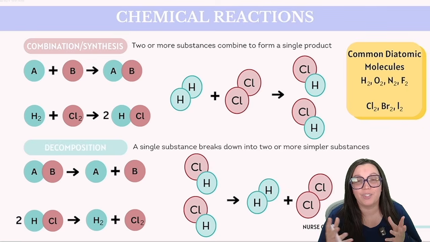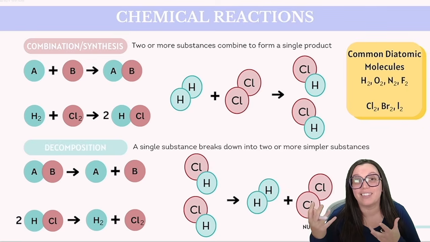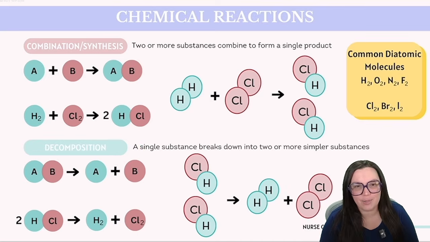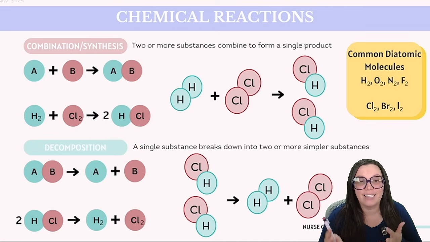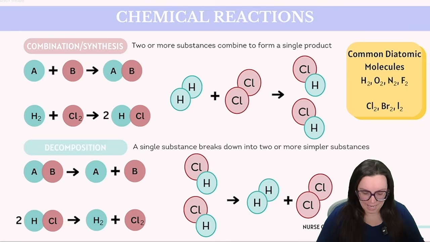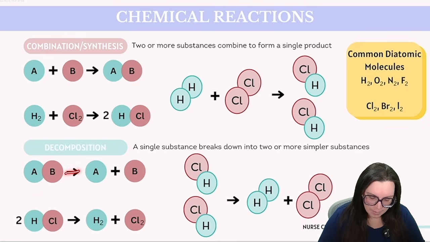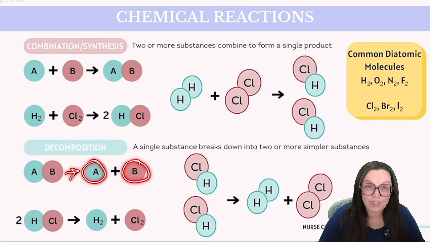Conversely, when we flip the script and reverse the process of a synthesis reaction, we're going to end up with a decomposition reaction. And this is characterized by a single reactant splitting into several products, showcasing the versatility of chemical reactions. So like we said, we're going to have a single reactant that's ultimately going to split into individual atoms.